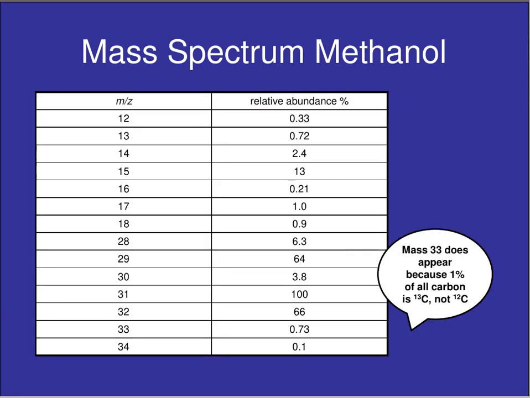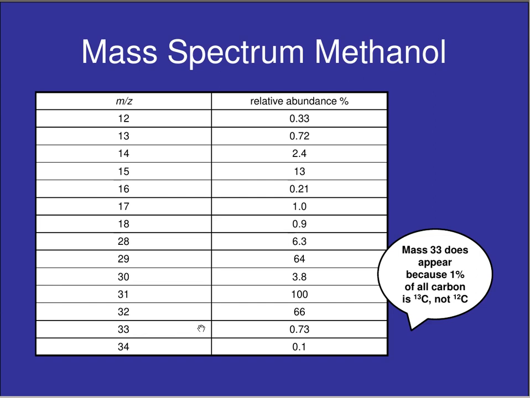Well, the answer is that one of the carbons does not have mass 12. So a small fraction of the sample does not have mass 12. Remember from NMR that carbon 13 is 1% of all carbon. So in your mass spectrum, 1% of all your methanol is going to have carbon 13 in. And when you calculate the mass of 13 plus 16 plus 4, you get a mass of 33, not 32. So do expect that you will have a very, very small amount of mass 33 in the spectrum for methanol.